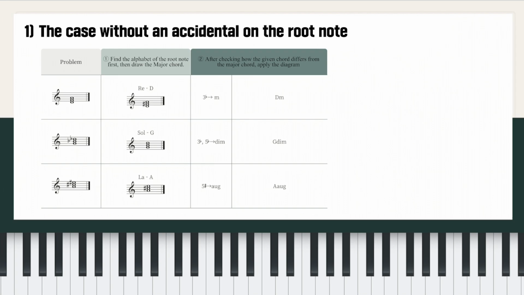The first case is without an accidental on the root. So when the given chord is here, you have to find the root note in the alphabet first, and then you draw the major triad chord. After checking how the given chord differs from the major chord, the diagram is applied.